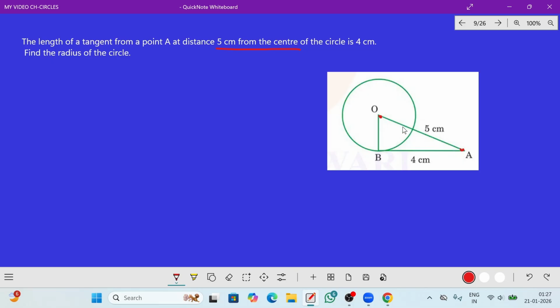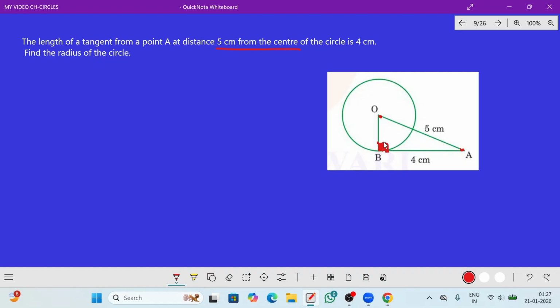The figure is not given. You have to draw the figure. This point A is 5 centimeters from the center, and the radius of the circle is 4 centimeters. Means this distance is 5 centimeters and this distance is 4 centimeters. We know that when AB is the tangent and OB is the radius, this angle is 90 degrees, because whenever you draw a circle with the radius and the tangent, 90 degrees is formed. That is, OB is perpendicular to AB.